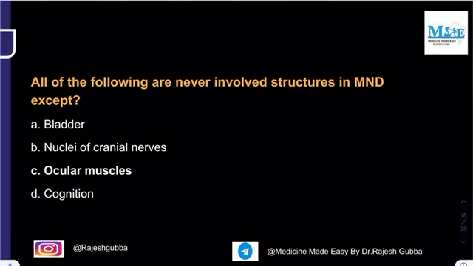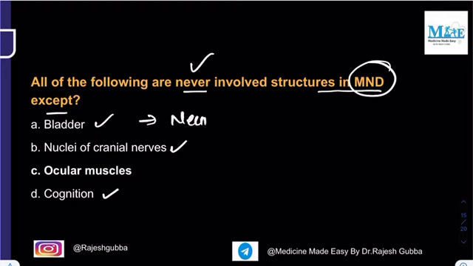The next question is, all of the following are never involved structures in motor neuron disease except: bladder involvement, nuclei of the cranial nerve, ocular muscles, cognition. The question asked is in motor neuron disease, never involved except, that means which of the following are not being involved in motor neuron disease. So cognition, yes, it can be affected in motor neuron disease. Nuclei of the cranial nerve can be affected, and bladder involvement, yes, there can be bladder involvement in the form of neurogenic bladder. So there can be neurogenic bladder in patients with motor neuron disease, but in ALS it is not involved, while in other subtypes there can be neurogenic bladder.